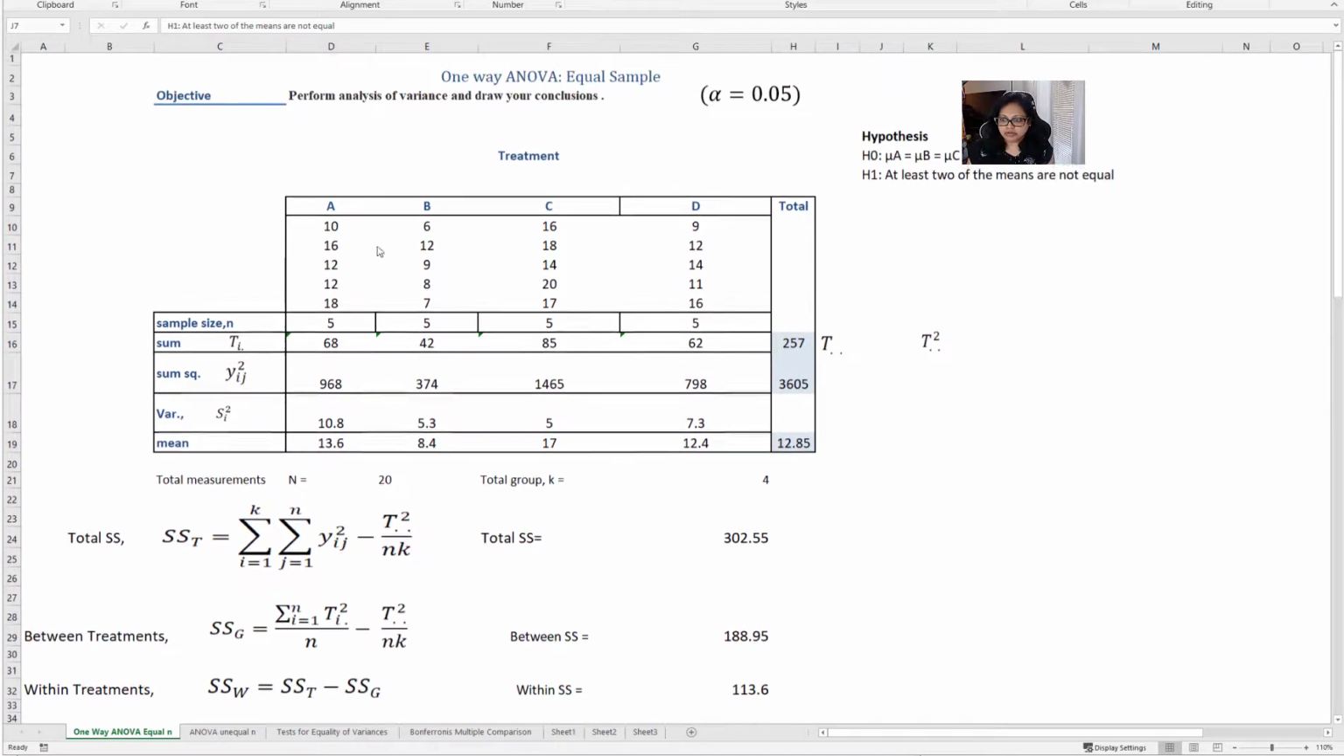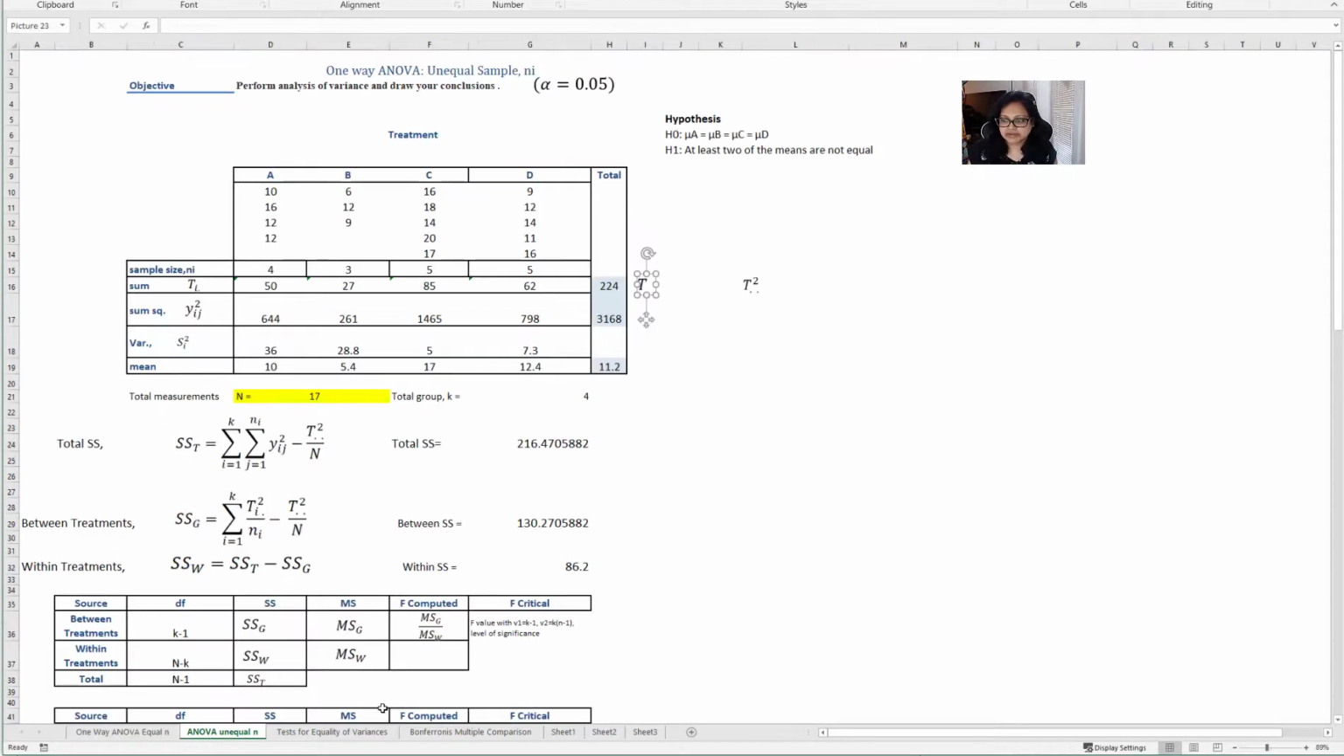In this example, all the sample sizes in each of those treatments were 5. That means they were the same in sample size. But how about if we have unequal sample sizes? In this example, you can see that we have the same number of treatments, but we have 4 observations, 4 sample size, 3 sample size, and then 5 and 5. That means the sample sizes are not equal.